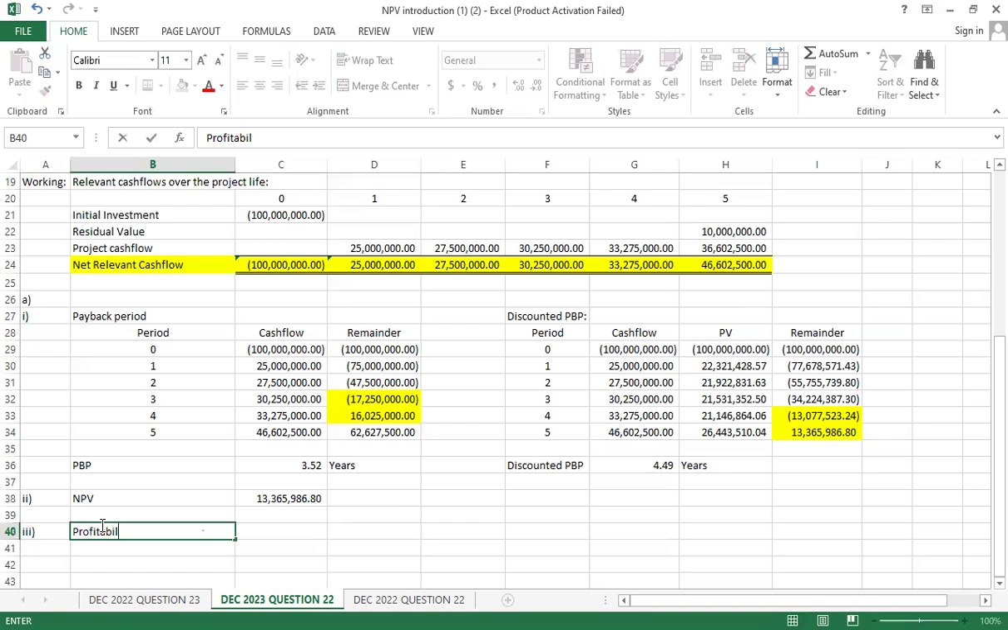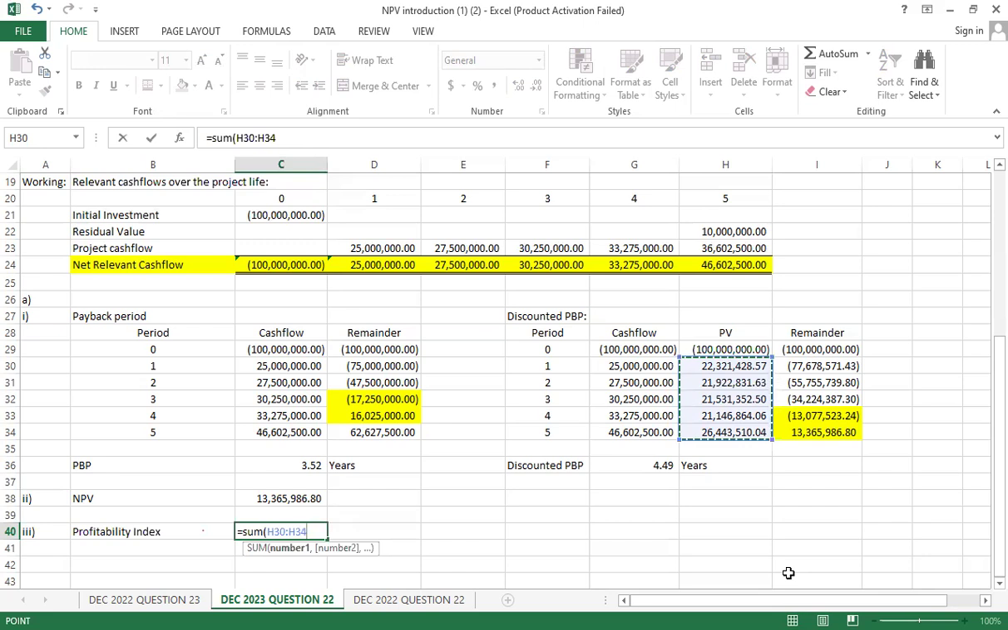Number 3 and last, the question wants that we compute the profitability index. The profitability index we had said is the present value of the future cash flows. You divide by the initial investment. Now this equals what? The present values, we have computed these things here. So you take their total, you divide by the initial investment. So I'll say that equals the sum of the present values, year 1 to 5.